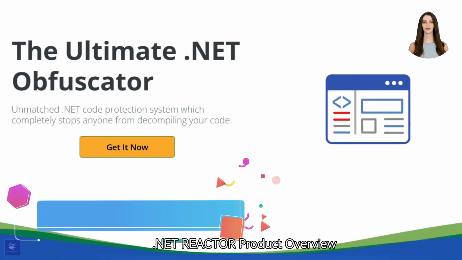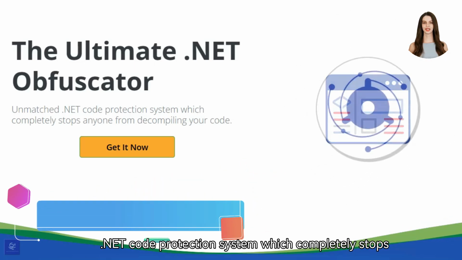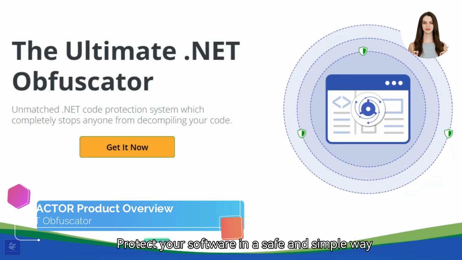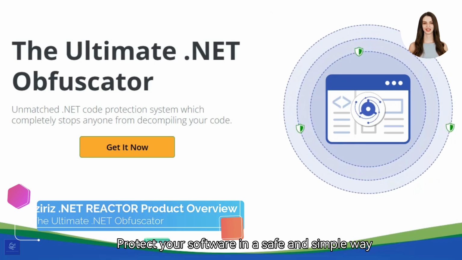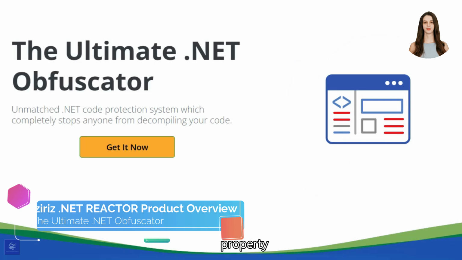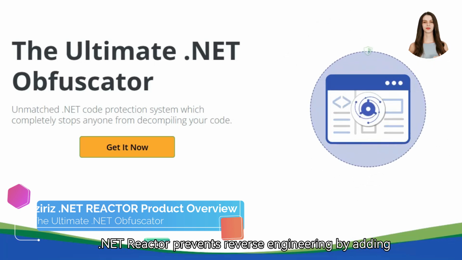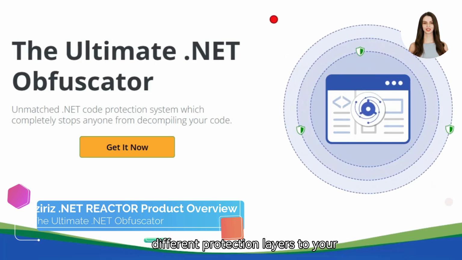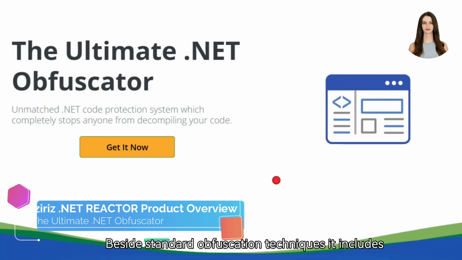.NET Reactor Product Overview. Unmatched .NET code protection system, which completely stops any decompiling. Protect your software in a safe and simple way without worrying how to protect your intellectual property. Obfuscation. .NET Reactor prevents reverse engineering by adding different protection layers to your .NET assemblies.